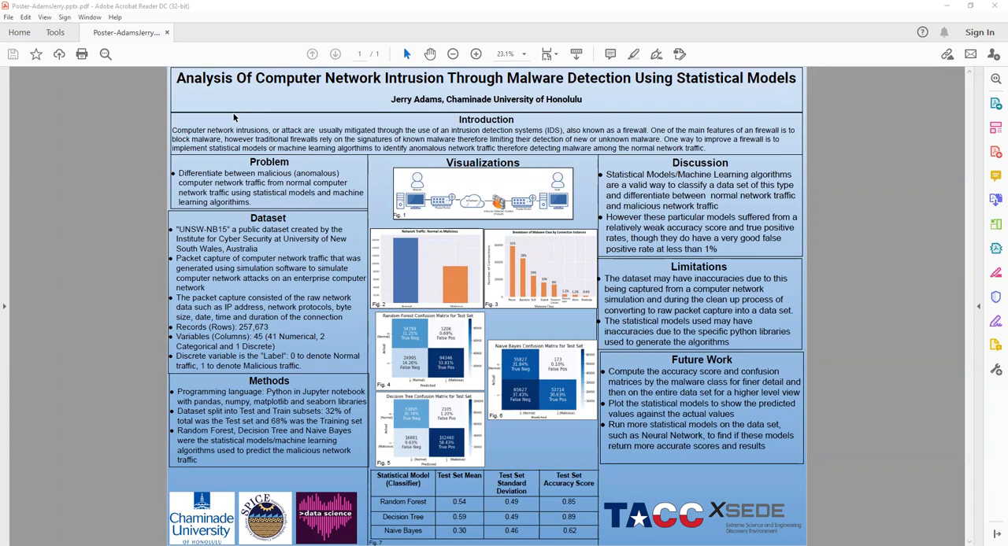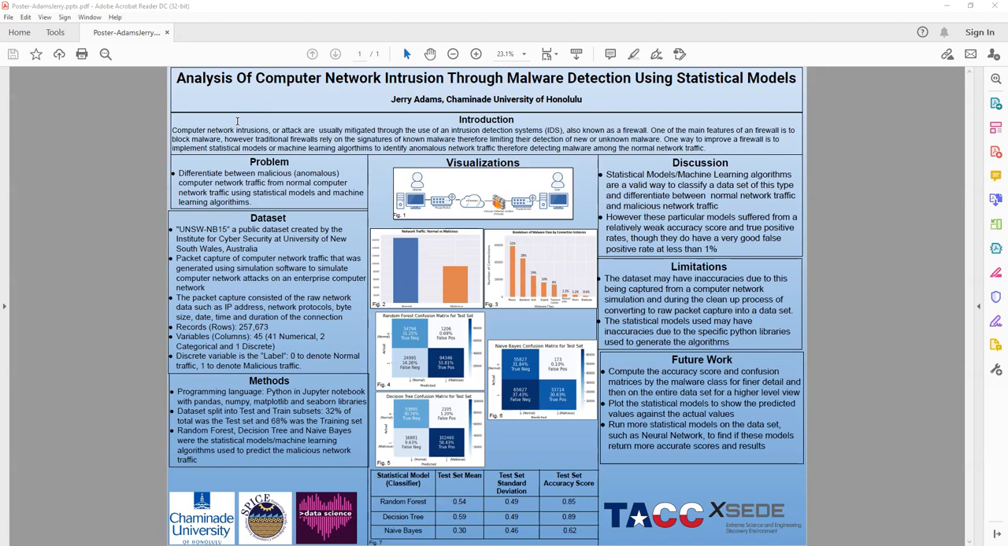Introduction. Computer network intrusions, or unauthorized access to a computer system, are usually mitigated through the use of an intrusion detection system, IDS, also known as a firewall, which is a network device that monitors and controls incoming and outgoing network traffic. One of the main features of a firewall is to block malware, which is software that is intentionally designed to cause damage to a computer system.